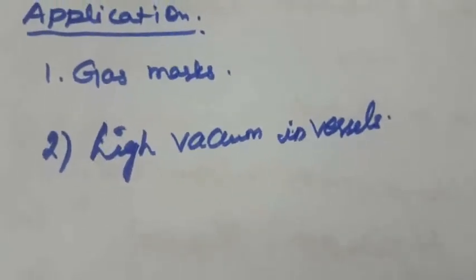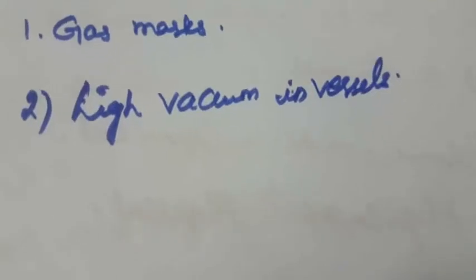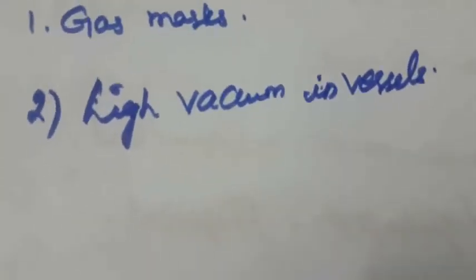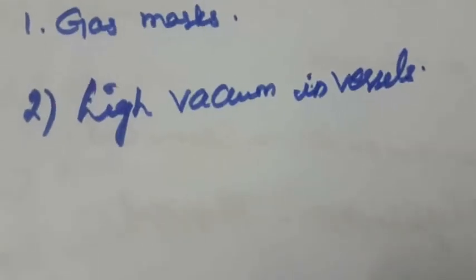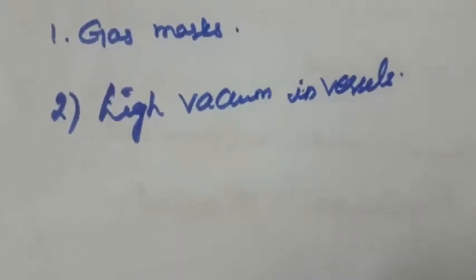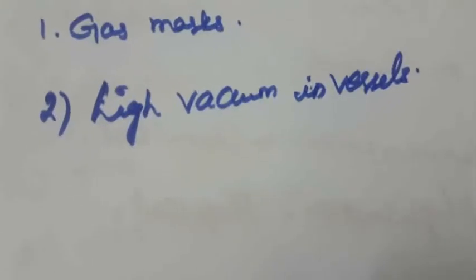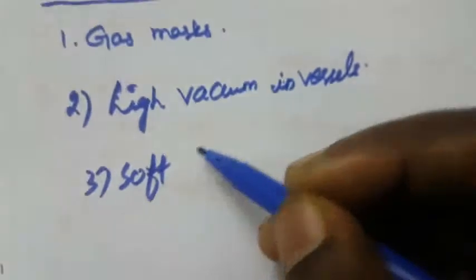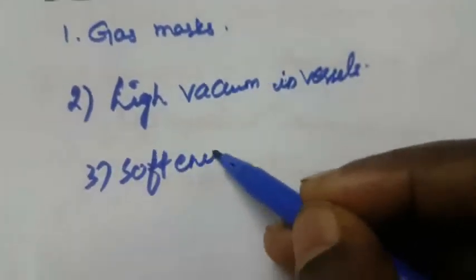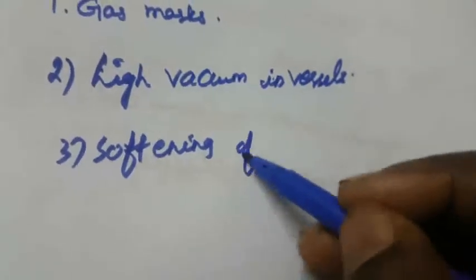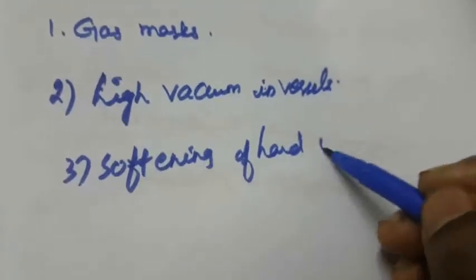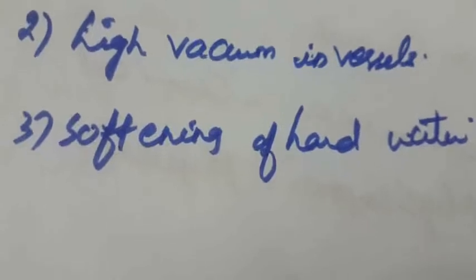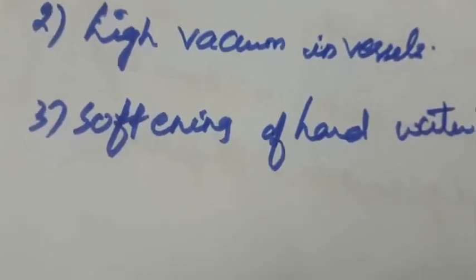So dehydration, and wherever the water content is high, they use charcoal to remove it. Another one is in the blast furnace, where silica gel is used for drying of air. Another important use of adsorption is the softening of hot water. So the softening of hot water is the process which adsorbs calcium.